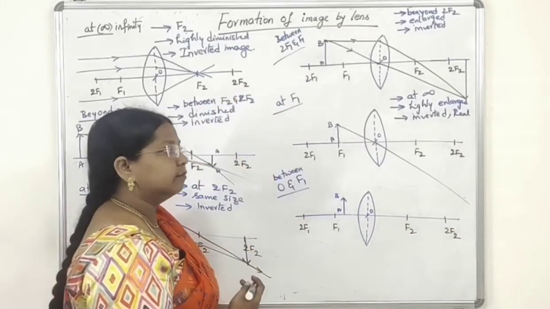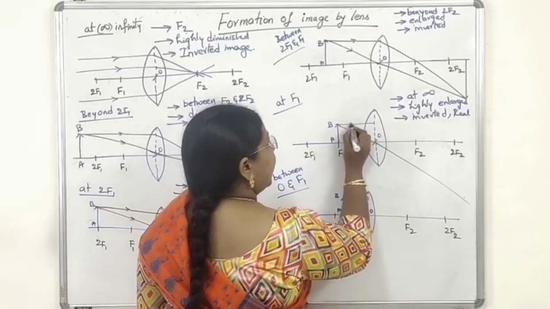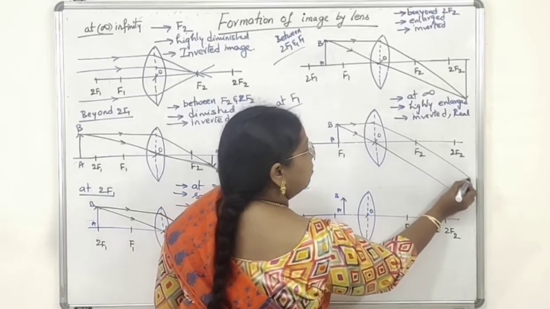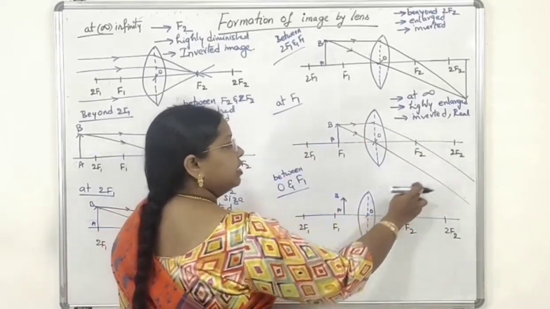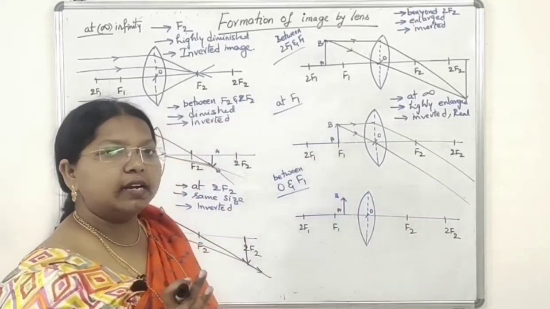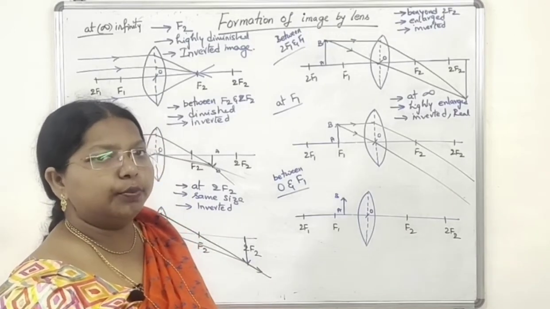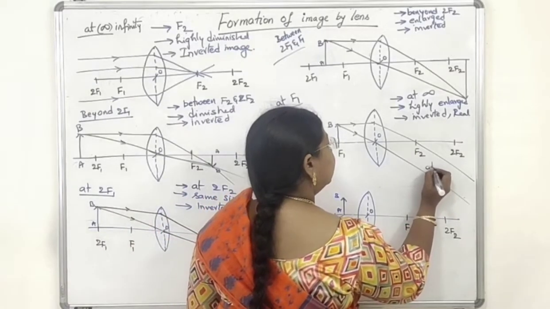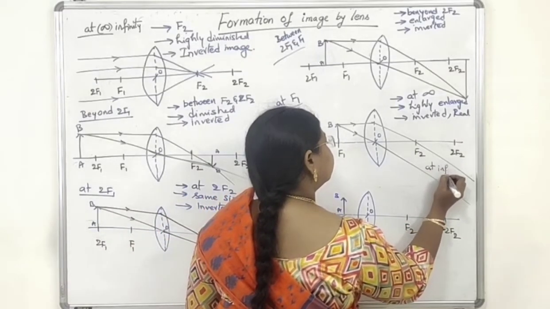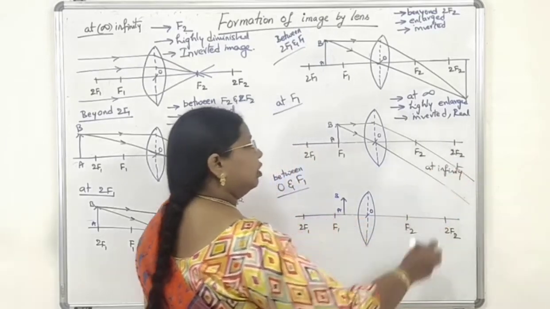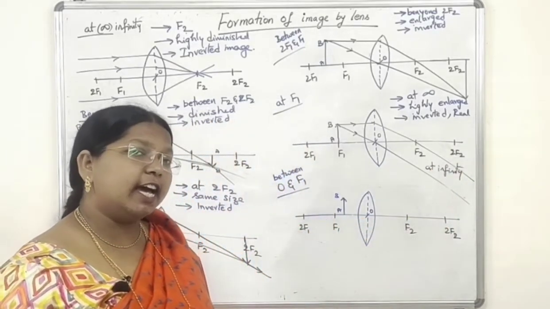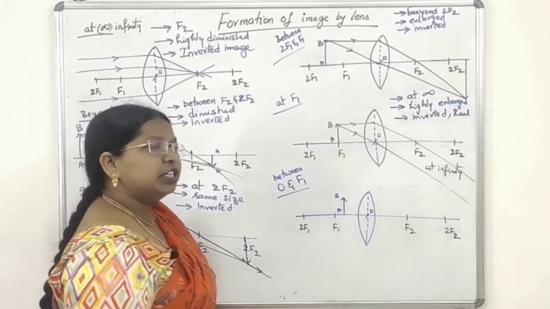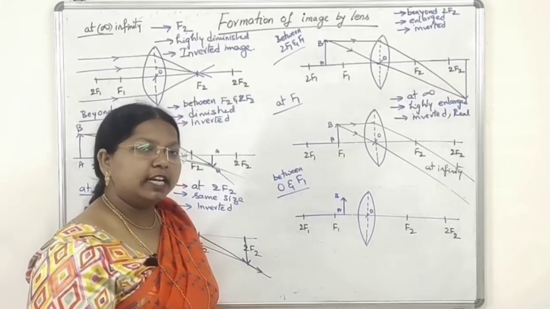Image is at infinity. Next one, parallel to principal axis. This passes through F2 and meets at infinity. These two will coincide at infinity. So we can't write that position on the paper or on the board, so we will not consider it. To be understood, it is at infinity. So image is at infinity, highly enlarged or highly magnified, real and inverted. So the infinity position is also completed.